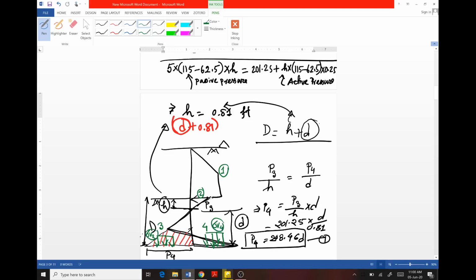V4. Now, to determine the value of sigma V3, which is the effective overburden pressure from this dredge line up to the base of the sheet pile, and sigma V4 is the effective overburden pressure from the initial point up to this. So let's try to figure out how to find the value of sigma V4.